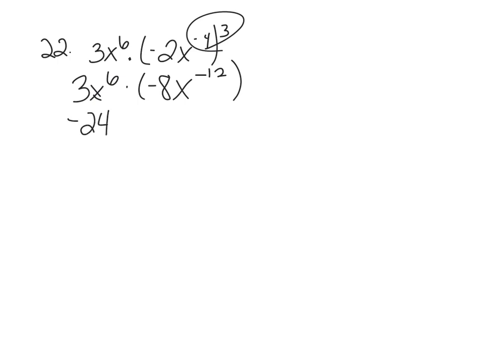x to the 6th times x to the negative 12th. Add your exponents, so we get x to the negative 6th. The negative 24 is in the numerator because it does not have the exponent, and the x to the negative 6 moves to the denominator with a positive exponent.